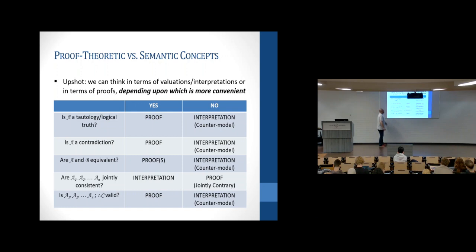If they're jointly consistent, then we can construct an interpretation where they're true. If they're not, we can show they're jointly contrary with our proof system.